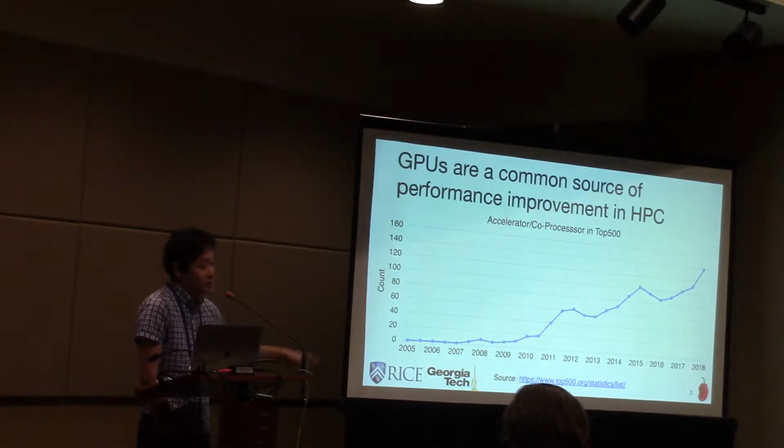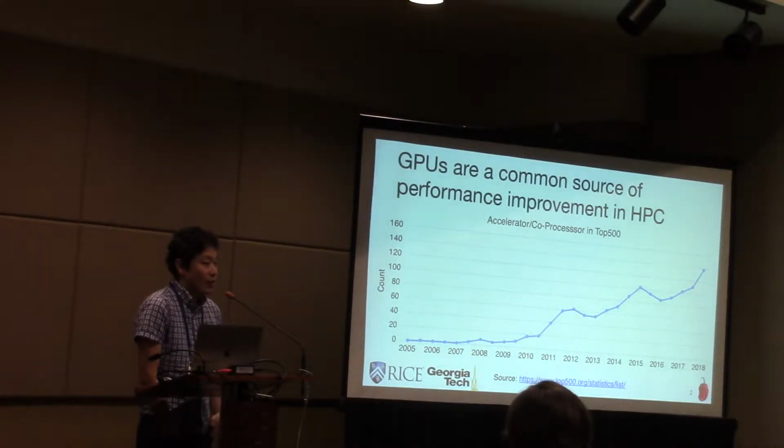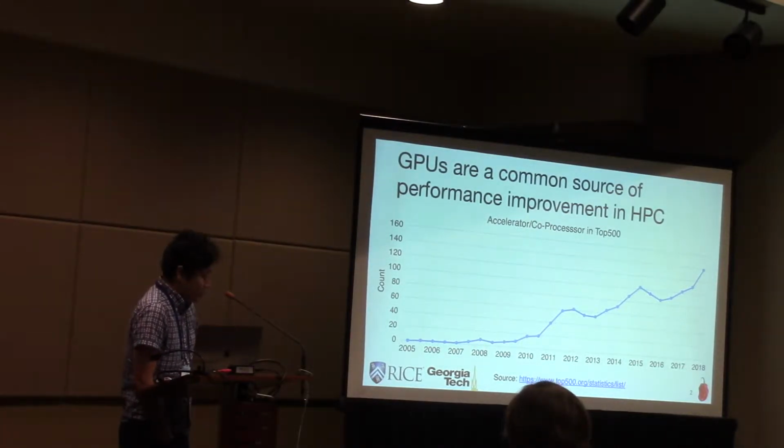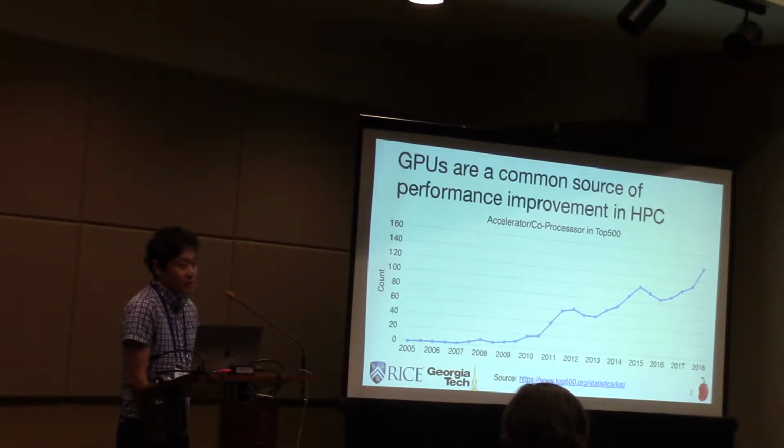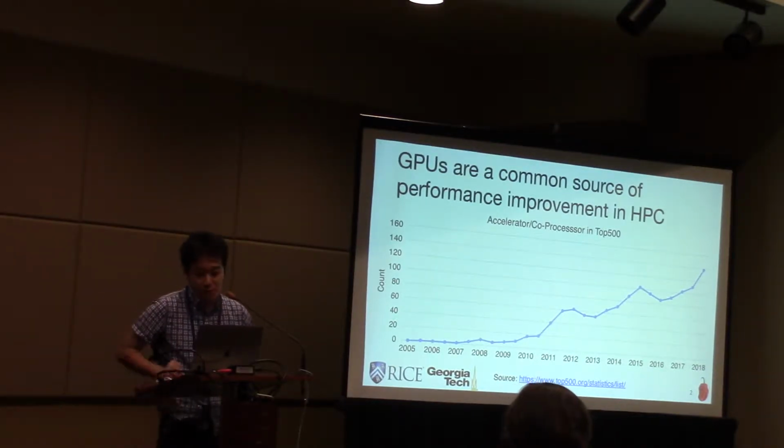Actually, that number includes other accelerators like Xeon Phi or PEZY or something like that. But as you can imagine, most of them are NVIDIA or AMD GPUs.